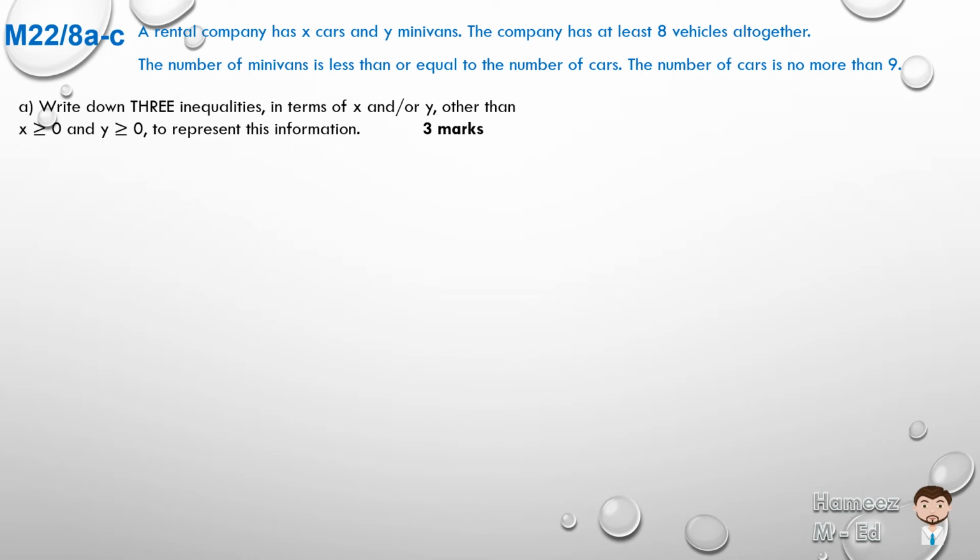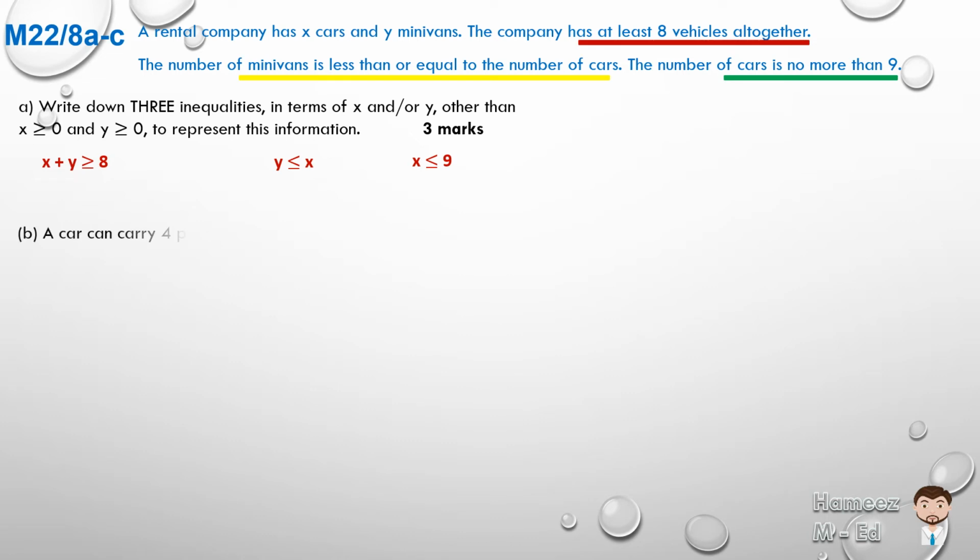So let's look at the first sentence that gives us inequality information. The company has at least 8 vehicles altogether. That means if we add up the number of cars and vans, x plus y, it will be equal to or greater than 8. For the second piece of information, let's look at the next line. The number of minivans is less than or equal to the number of cars, and the number of minivans is represented by the letter y. So y is less than or equal to x. And for the third piece of information, the number of cars is no more than 9. So x is no more than 9 means x is equal to 9 or x is less than 9.